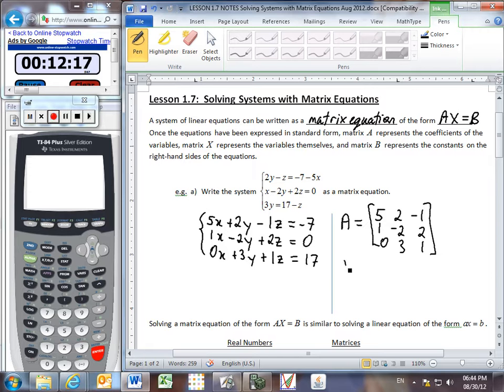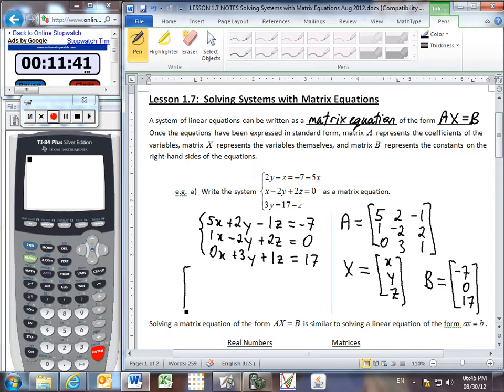Matrix X are our variables, and in this case we've got 3 variables, and we need to stack them vertically. And then matrix B will be the right-hand side of my standard form. That's negative 7, 0, and 17. And so if I wanted to write it in the form matrix equation AX equals B, I can now see what A, X, and B are, so I'm ready to write it into a matrix equation.